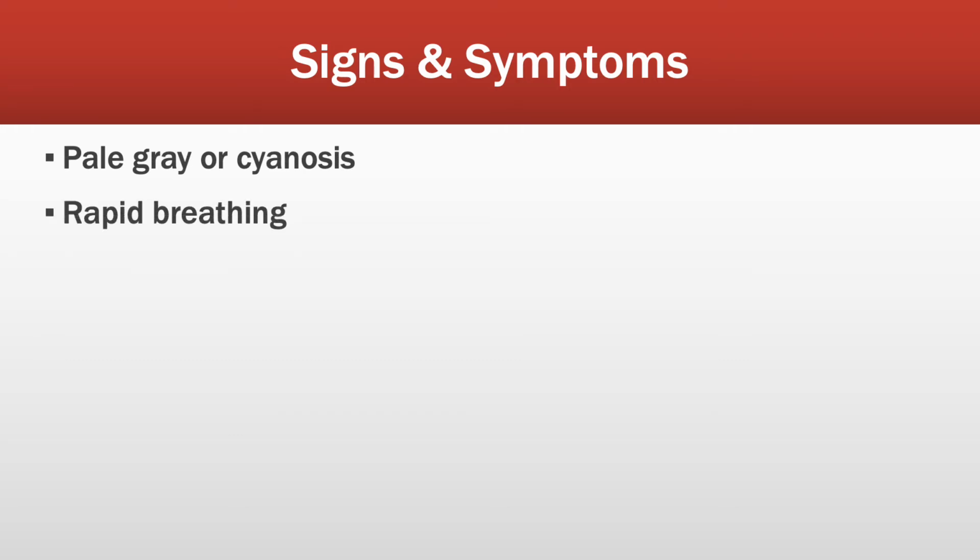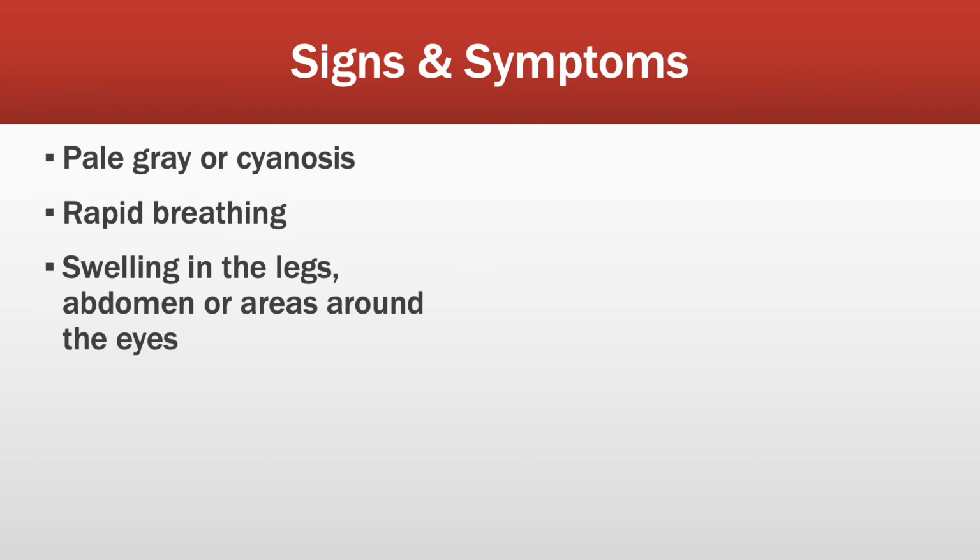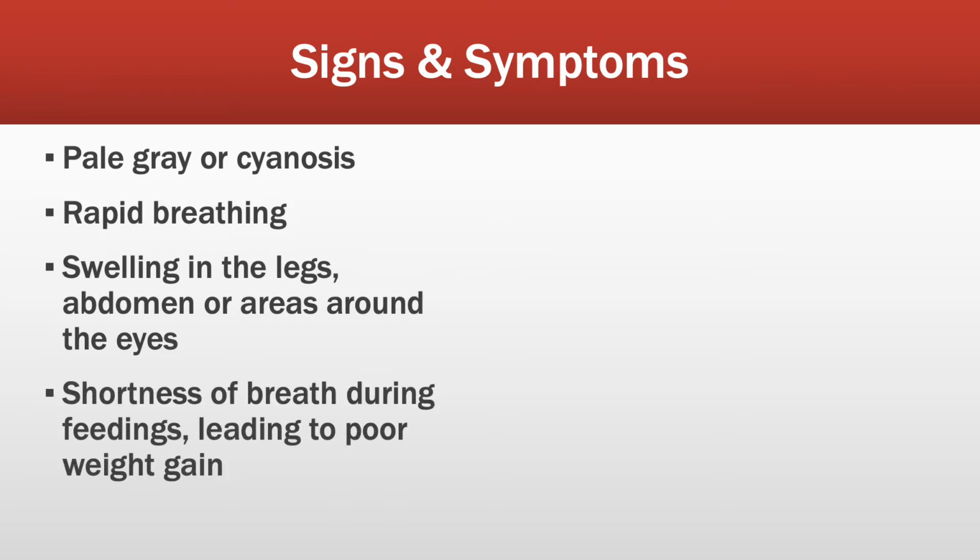Signs and symptoms. These signs and symptoms almost always happen immediately after delivery. Sometimes it may be within the first few hours, and in certain cases they may not develop signs and symptoms for a few days in a baby born with a heart deficit. However, almost always, you will initially see a pale gray or cyanotic baby, rapid breathing, swelling in the legs, abdomen, or areas around the eyes, and shortness of breath during feeding, which leads to poor weight gain.